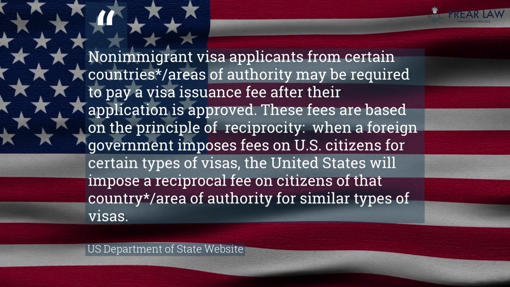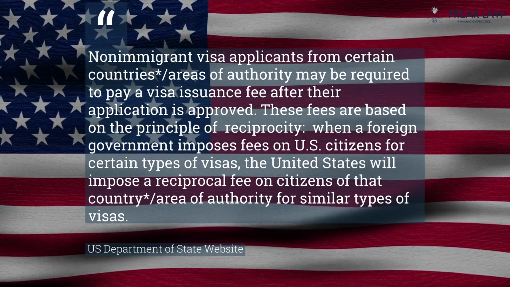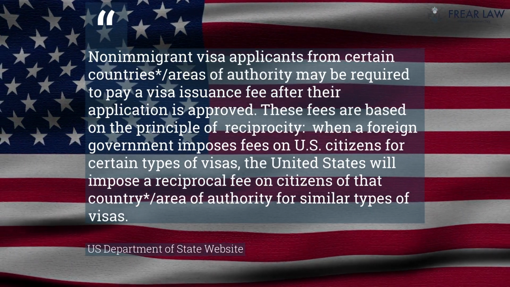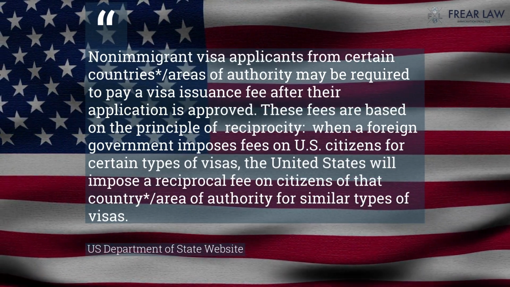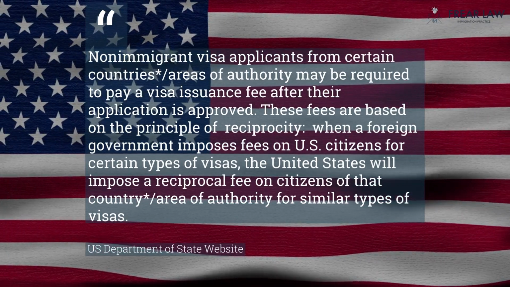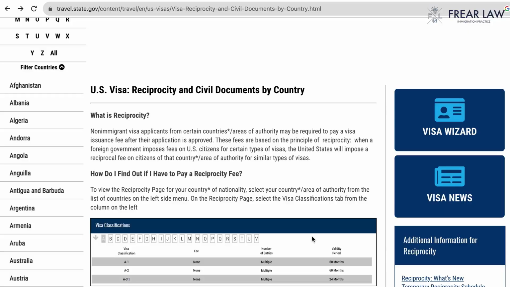When a foreign government imposes fees on U.S. citizens for certain types of visas, the United States will impose a reciprocal fee on citizens of that country for similar types of visas. Okay, so let's go ahead and put that in the E2 visa context. E2 visas work both ways. And if a country charges U.S. citizens for an E2 visa, we will in turn charge their citizens the same fee before they will be issued the visa.